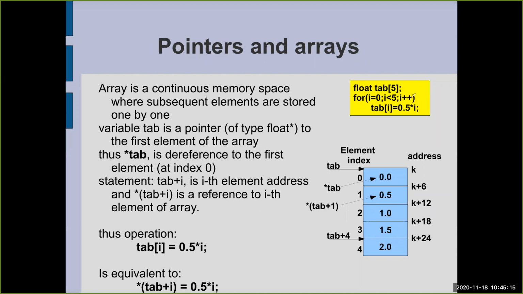So look, having an array like this, I have a float tab of 5 elements. We usually write tab index i. Yeah? So tab index 0 refers to the first element, so I can modify it. But in fact, the sole variable name, so without index, is a pointer.